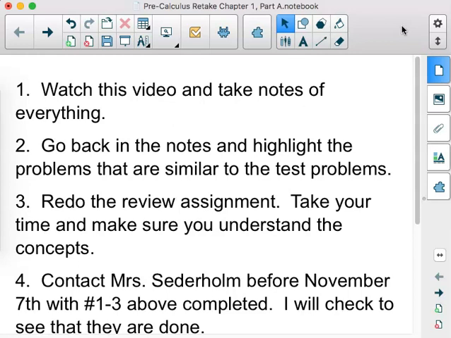Number 2, go back in the notes and highlight the problems that are similar to the test problems. Number 3, redo the review assignment. Take your time. If you just rush through it and copy off, it's not going to do you any good, and you will have wasted your time. So take your time and make sure that you understand the concepts.